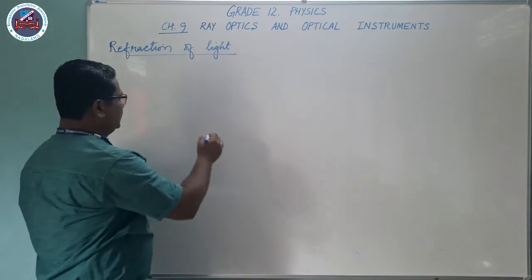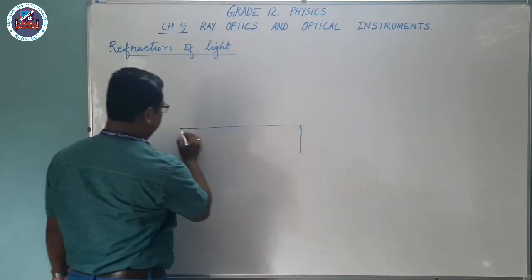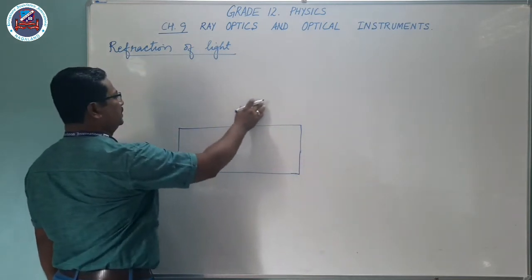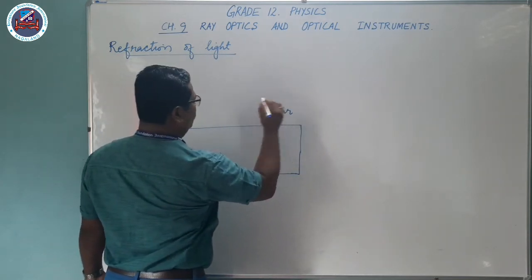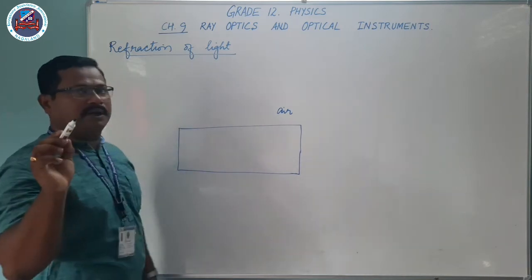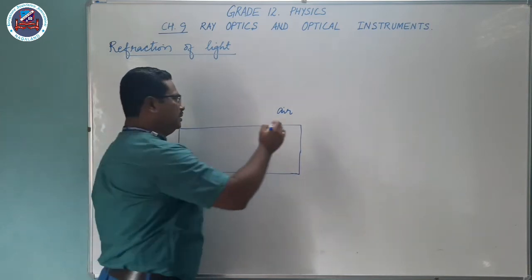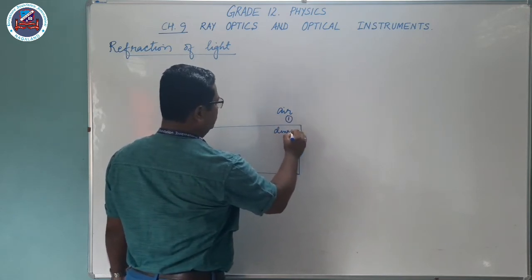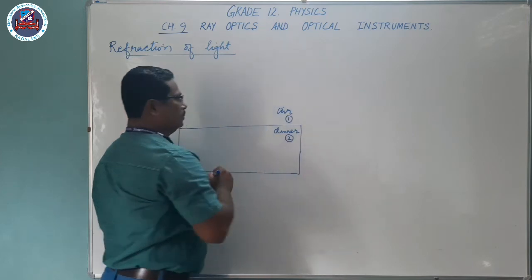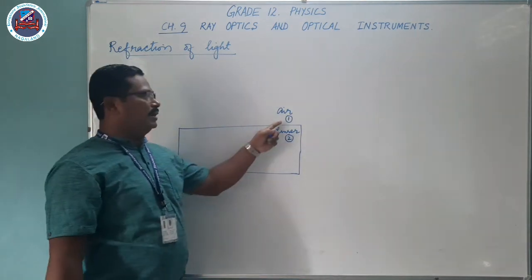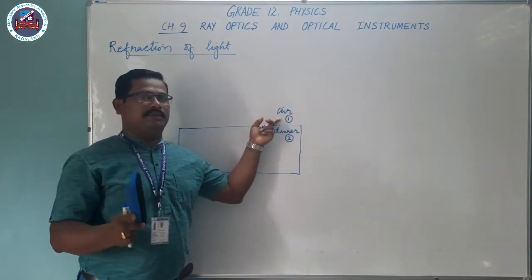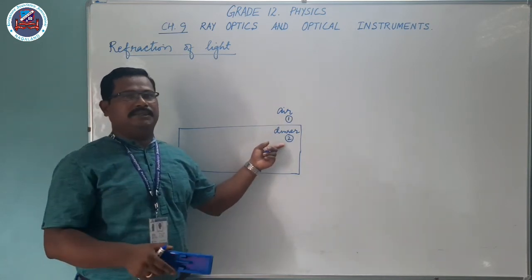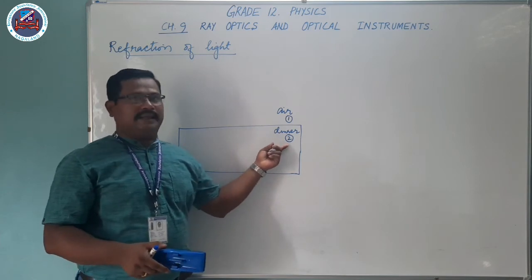Suppose, let us say that you have kept one glass piece here. This is your glass piece and this is air. Throughout the whole discussion, the rare medium I will be taking as 1, I will mark it as number 1, and denser medium I will mark it as 2. So whenever you see these numbers, 1 means rare medium, speed of light is more, and 2 means denser medium, the speed of light is less.